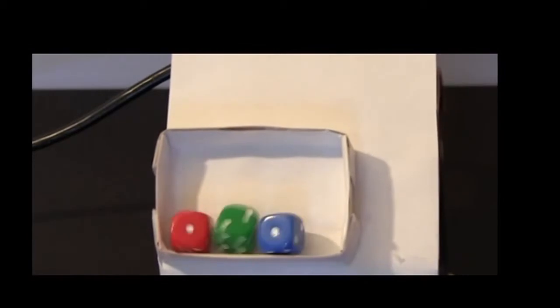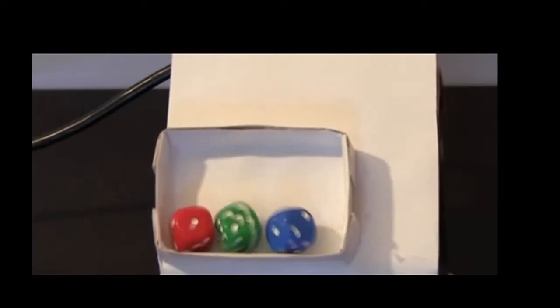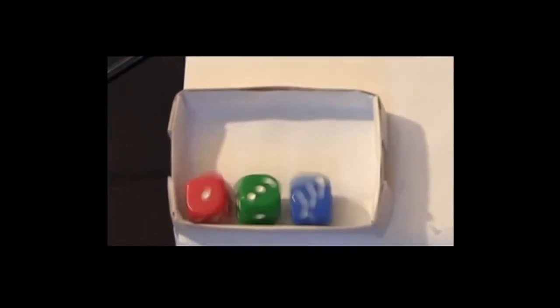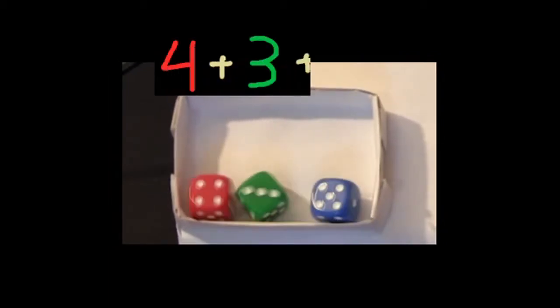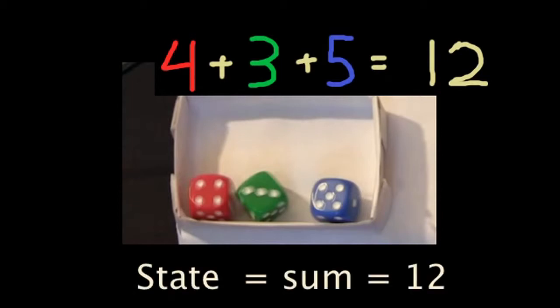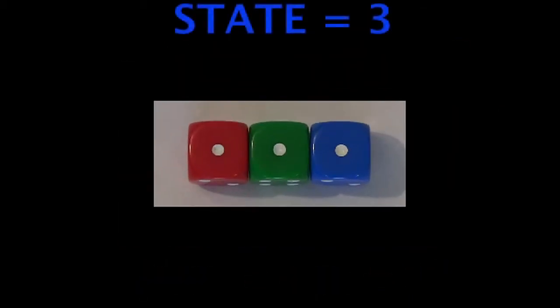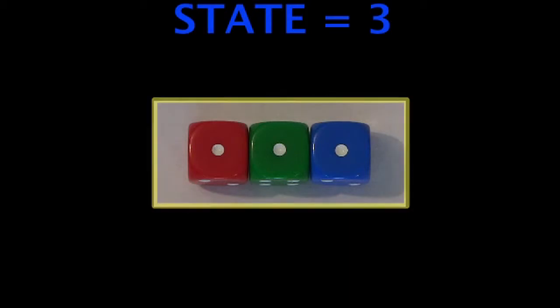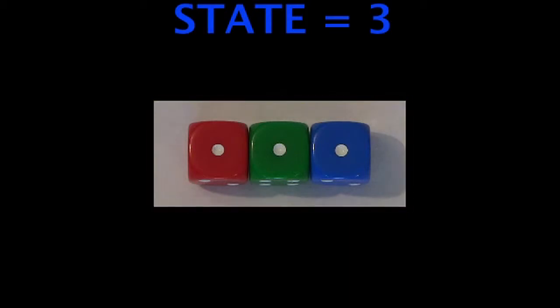Let's consider these three dice being randomly shaken, and let's look at the sum of the numbers on the dice. For example, if we freeze it right now, the sum is 4 plus 3, 7 plus 5, 12. We will call that the state of the system, and we'll use it to illustrate the notion of order. For example, if the three dice all show 1, then the state is 3. Note that there is only one way to obtain this state. All dice must be showing 1.